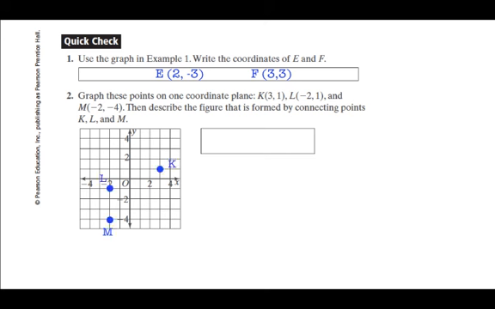K should have been at right 3, up 1. L should have been at left 2, down 1. And M should have been at left 2, down 4. Once you connect the dots, you can see that this is a triangle.